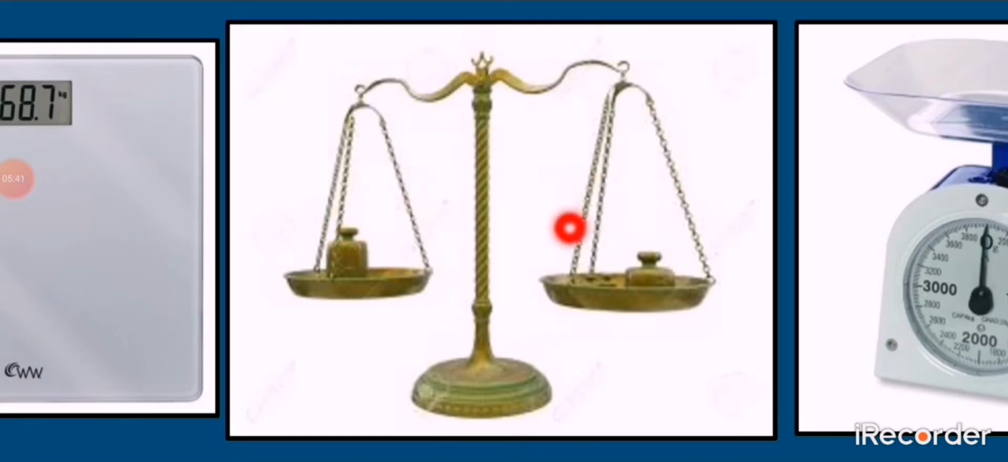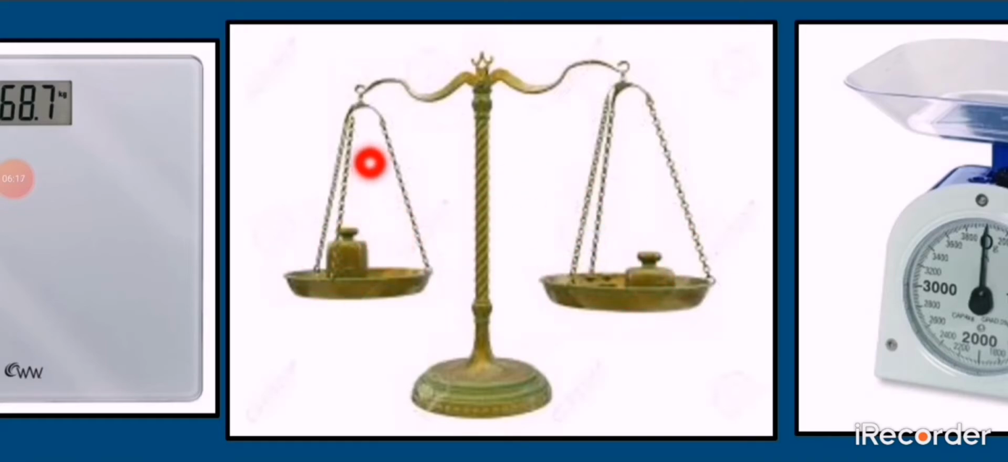You can see they are both sides. They are joined with chains, and they can move up and down from both sides. We can measure the objects on it by putting the object on one side, and on the other side we will put the weights. They are weights of 1 kg, 2 kg, or half kg available. So we can put one weight on one side and the object on the other side and check what the weight is. If both sides are at equal level, we can say they are balanced.